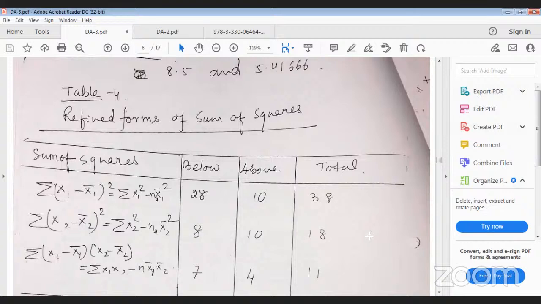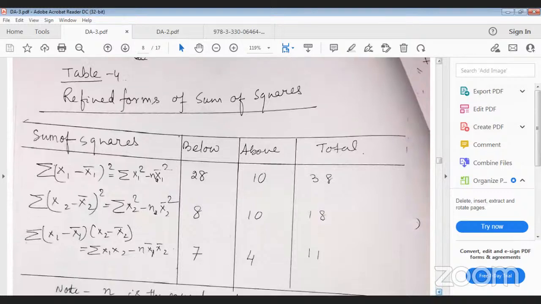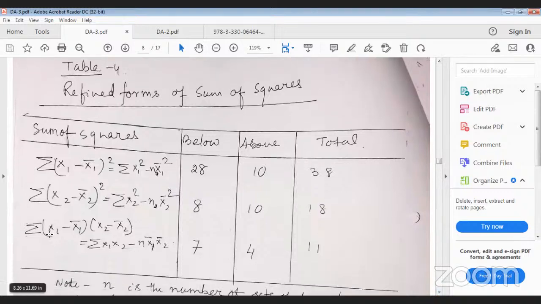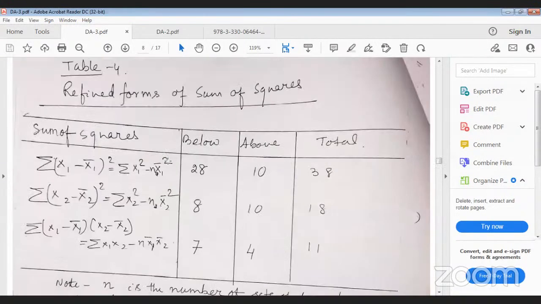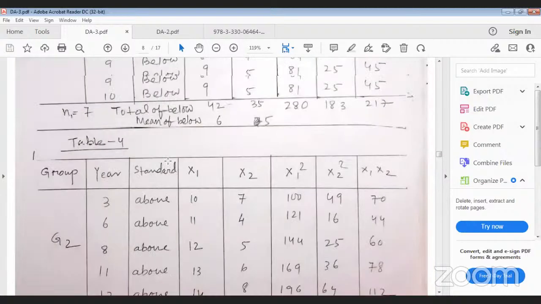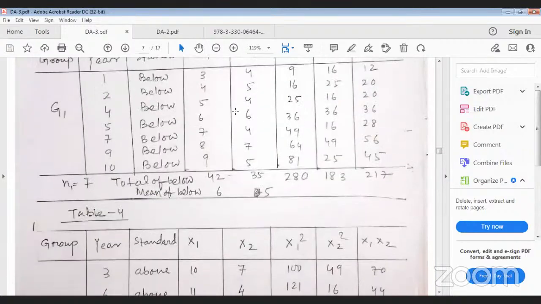Hello. Then now we'll do this calculation: the sum of square for below, above and total. So what is the sum of square? The formula is summation x1 square minus n x bar square. What is your summation x1 square? Summation x1 square you have already got for the below group.